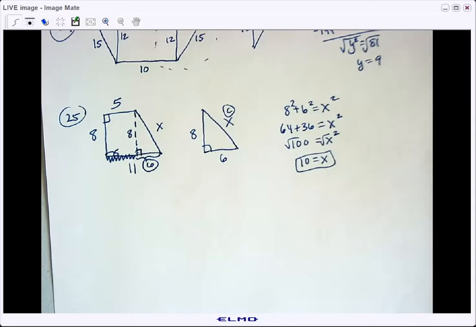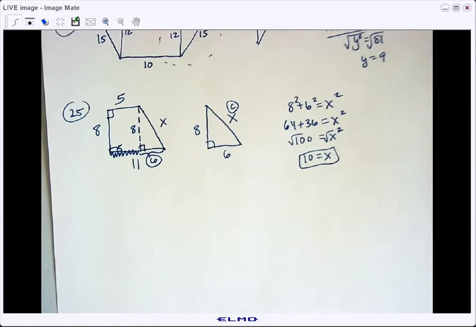Okay. 26. We're almost done with this part. I've totally lost track of my time too. Sorry.